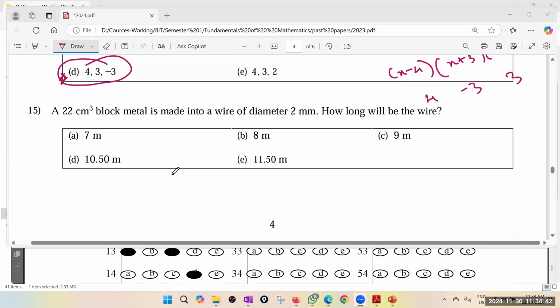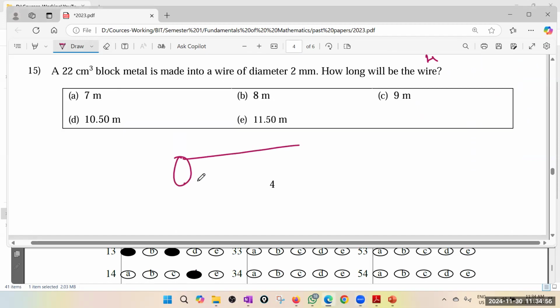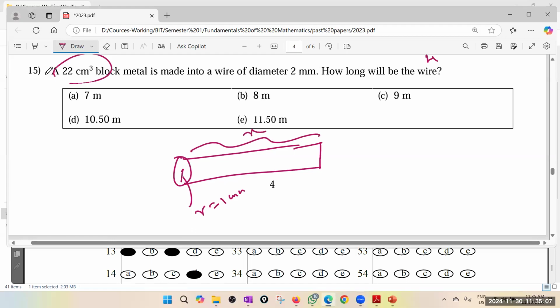A 22 cubic centimeter block of metal is made into wire of diameter 2 millimeter. How long will it be? So this is a volume. A wire of 2 millimeter diameter means something like this, and the radius is 1 millimeter. What we need to know is the length, so that volume must be 22 cubic centimeter. So let's take the volume and assume the length is x and it's a cylinder.